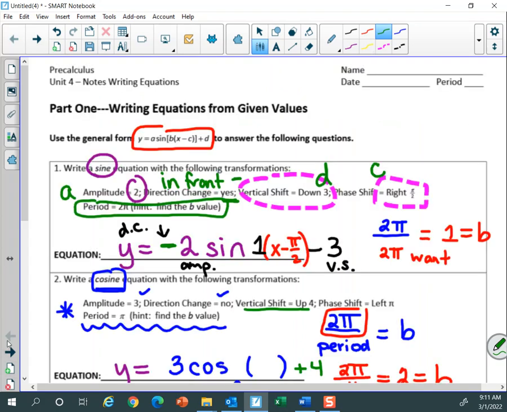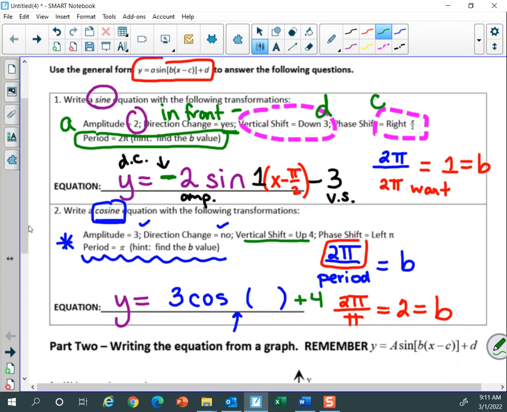Okay. So I like it at the back though, so plus 4. Phase shift is left pi, so x plus pi, with a b value too.